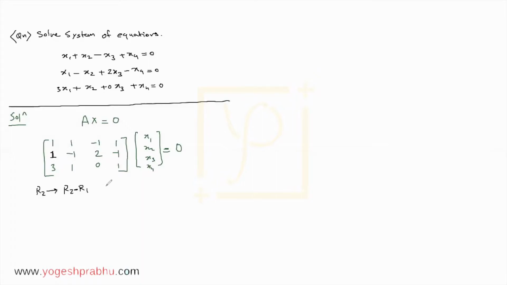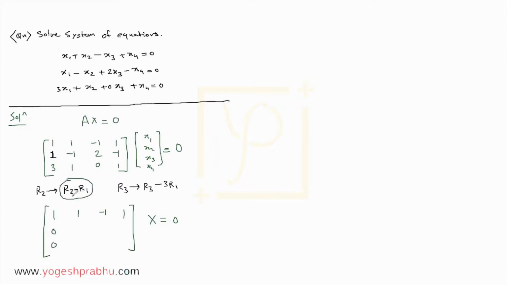Now the next step is going to be for row 3, and row 3 is going to be row 3 minus 3 times R1. So that is going to give me this as 0. So first my focus is to reduce these two into zeros. So let us write down the simplified version of this matrix. I'll write this as X, the right-hand side is 0 anyway. So the first row is 1, 1, minus 1, 1, and I have made these two zeros. Okay, let's perform this operation first.